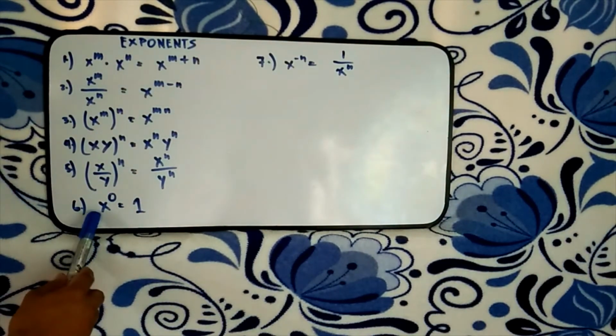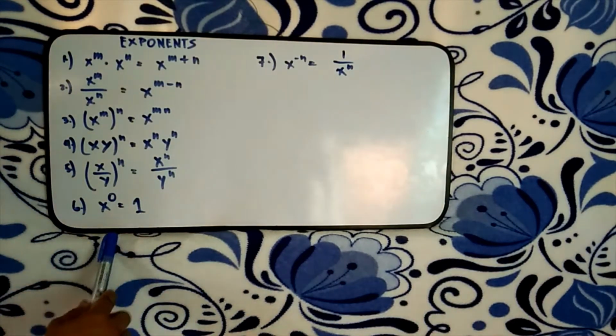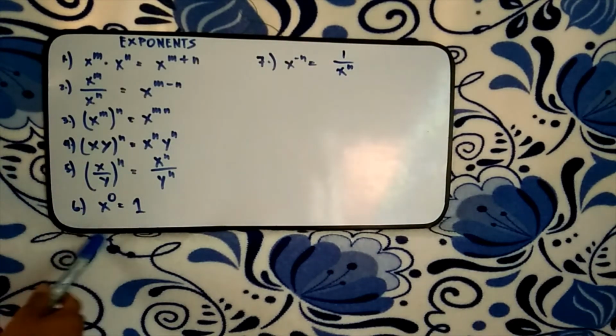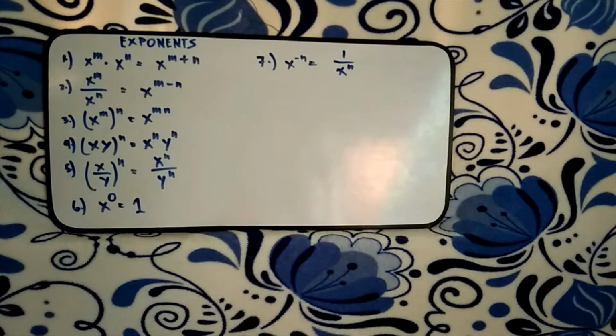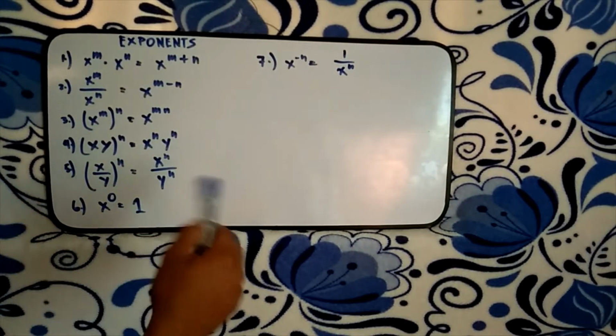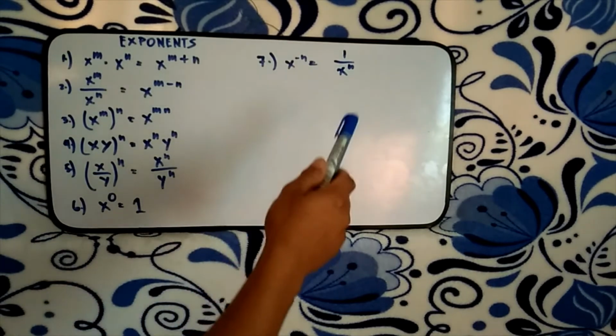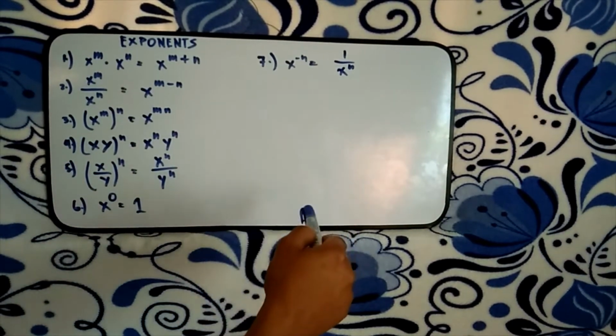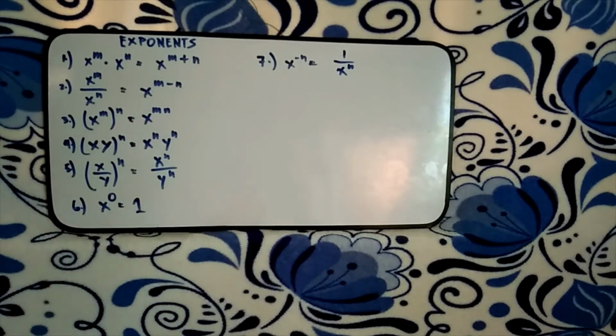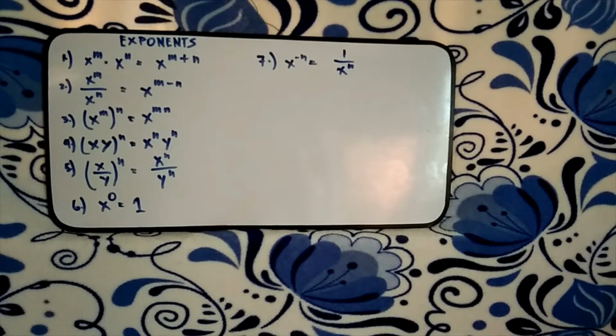Rule number 6, x raised to 0 is equal to 1. Any number raised to 0 is equal to 1. Number 7, x raised to negative n is equal to 1 all over x raised to n. So, yun po yung 7 rules natin sa exponent.